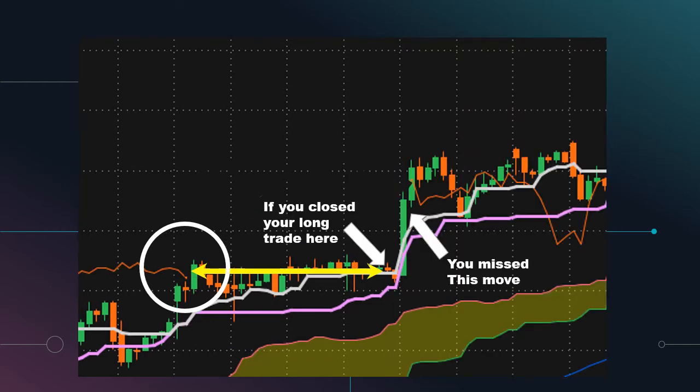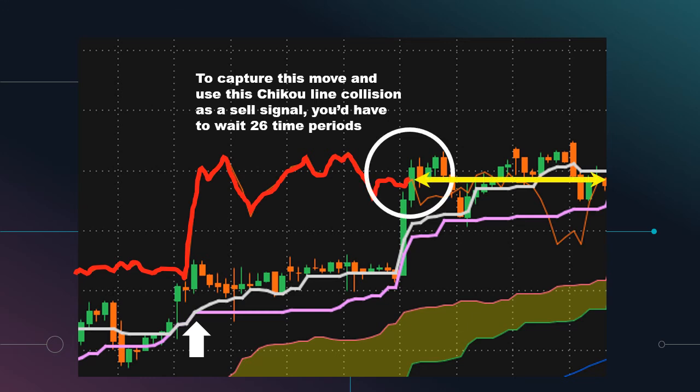Even worse, you would have missed this amazing bullish move which immediately follows. If we wanted to use the collision of the Chiku line with the price as an indicator of when to close out this trade, we would have had to wait an additional 26 time periods before we could even see it happen. In this particular example, we were very, very lucky that the price did not take a wild swing to the downside in the interim.